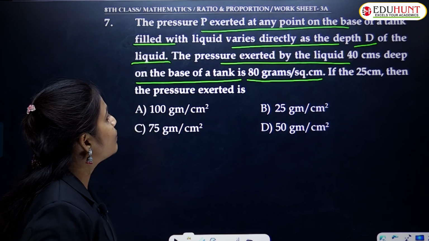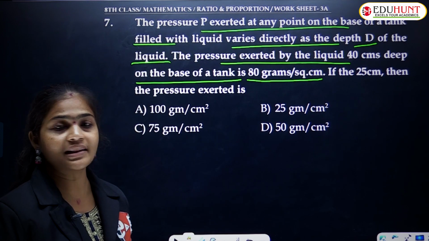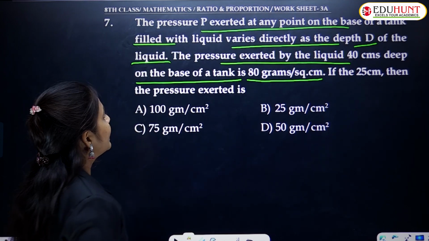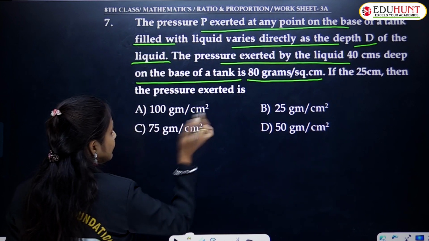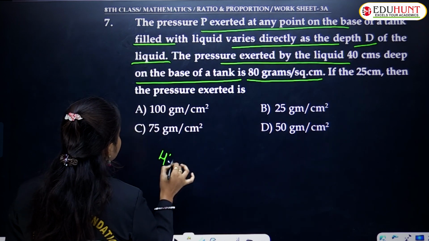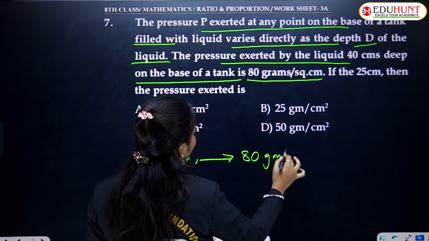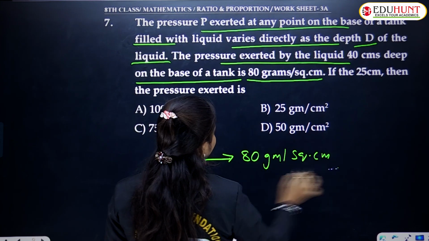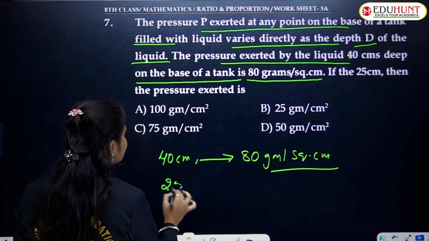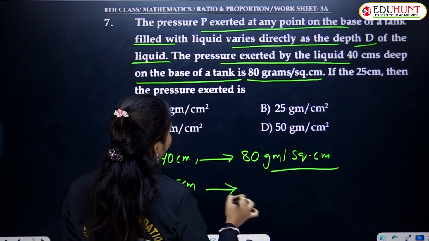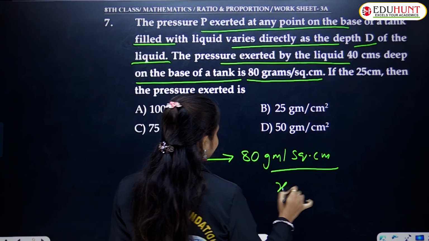If it is 25 centimeters, then the pressure exerted is what? See, they gave the depth as 40 centimeters, and in the same way 80 grams per square centimeter for the base of the tank. If 25 centimeters is there, then how much pressure is exerted? This one we need to find out. So this is some x.